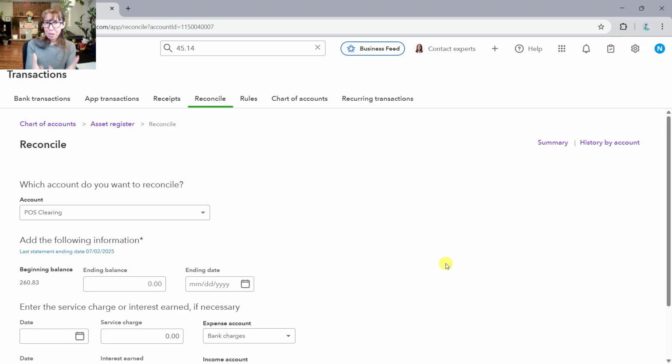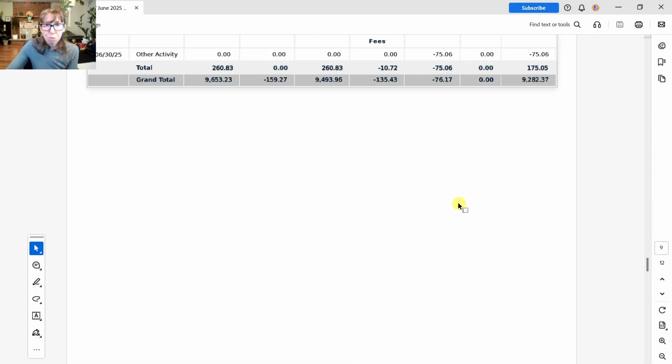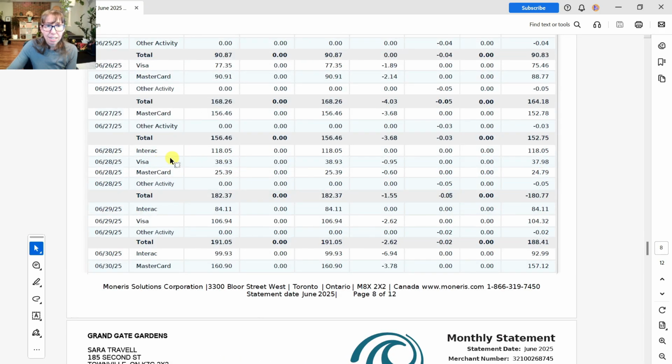Now, with this Moneris example, specifically, they take out the fees at the end of the day or at the end of the month, separate from the deposit that went in. So right here, these deposits into the bank, if we were to scroll up to the daily activity, we didn't see $37.98 going into the bank from the Visa. We saw the $38.93, and the fees are being pulled separately from the deposit.